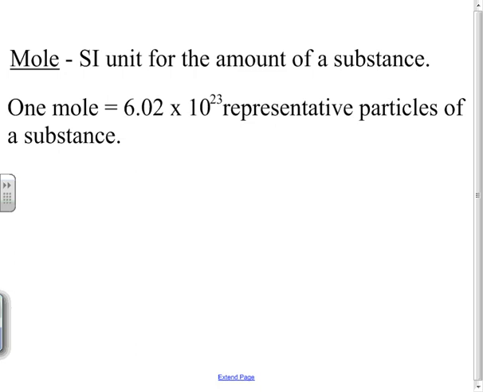And the mole is the SI unit for the amount of a substance. You've got to think of it as just one great big dozen. So just as 1 dozen always equals 12, 1 mole always equals 6.02 times 10 to the 23rd representative particles. That is a huge number, 10 to the 23rd. That's a million billion billion.